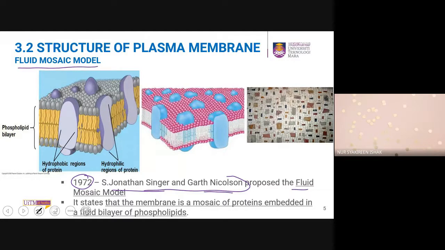These two scientists proposed the fluid mosaic model. In this model, it states that the membrane is a mosaic of proteins embedded in the fluid bilayer.